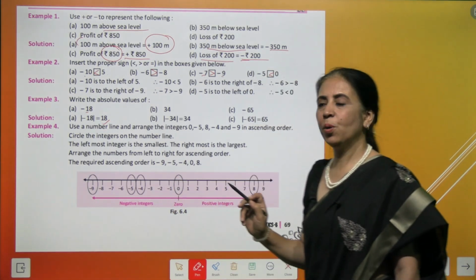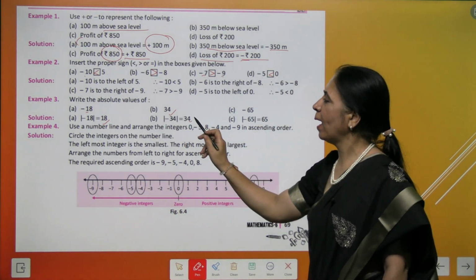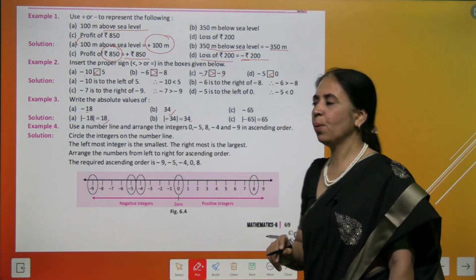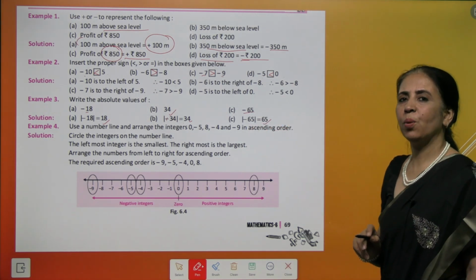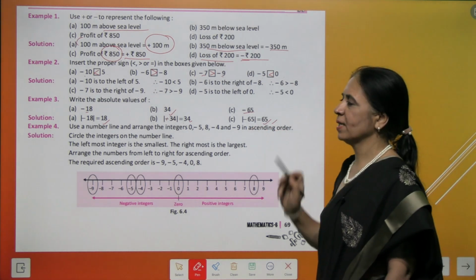Then we write the absolute value. -18 की absolute value 18 होगी, but 34 की absolute value 34 होगी. Got it? And when you have -65, its absolute value is positive 65.